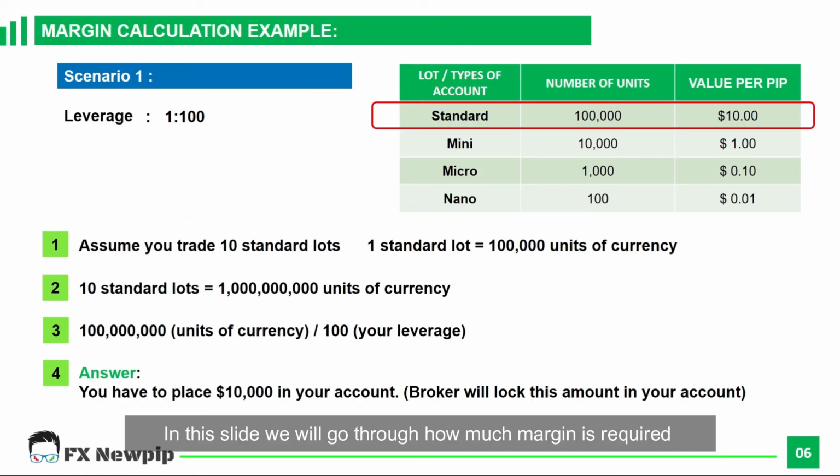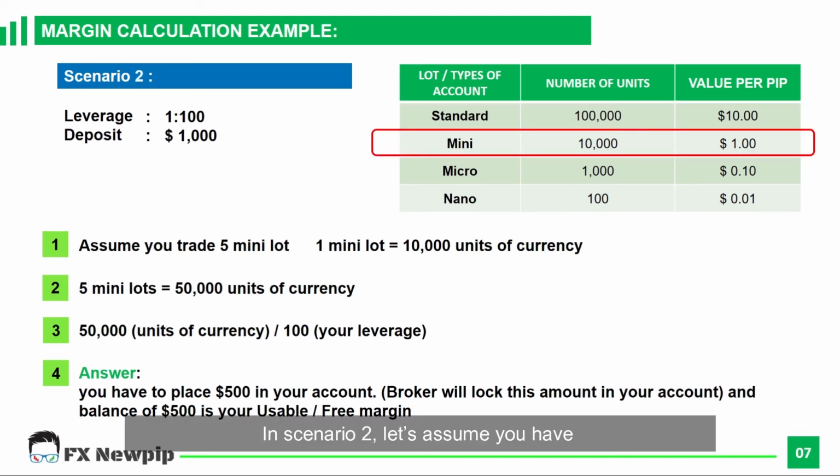In this slide, we will go through how much margin is required by your forex broker before you place a trade. In other terms, the margin that will be locked by your forex broker when you open a trade. Scenario 1, we will use a leverage of 1 to 100 and assume we trade with standard lots. Assume you trade 10 standard lots, which is equivalent to 1 million units of currency. The formula is to take 1 million units of currency and divide it by the leverage you are given. In this case, it is 100. The answer is $10,000. When you place a trade of 10 standard lots, it means your broker will lock $10,000 from your equity.